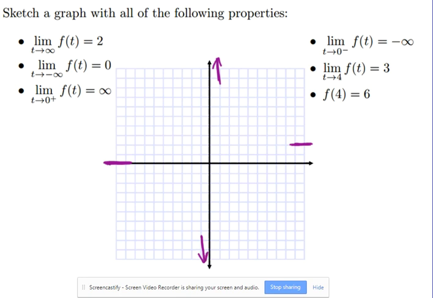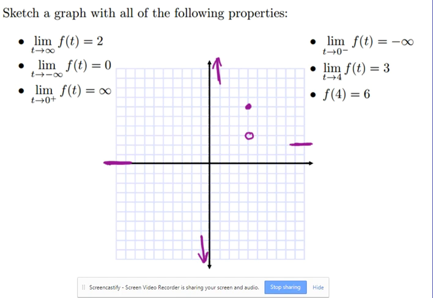The limit as we approach 4 is 3. And right below that, they say f of 4 is 6. So f of 4 equals 6. I'm going to plot that point. 1, 2, 3, 4, 2, 4, 6. I'm going to plot that point. But my limit as I approach 4 is 3. So since I've got that point, I've got to have a hole there or something.